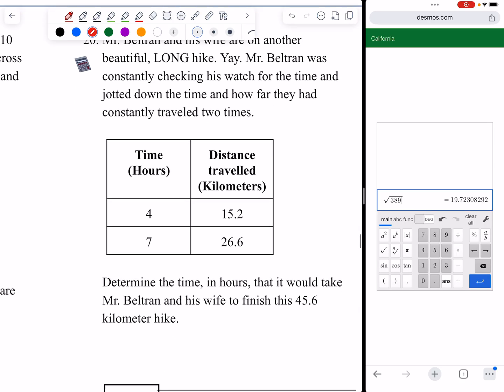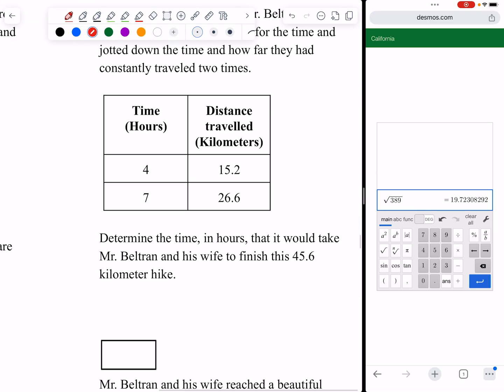All right, determine the time in hours that it would take Mr. Bertrand and his wife to finish a 45.6 kilometer hike. Oh my God, that's so long. That's ridiculous. Yeah, this is a word problem, okay?